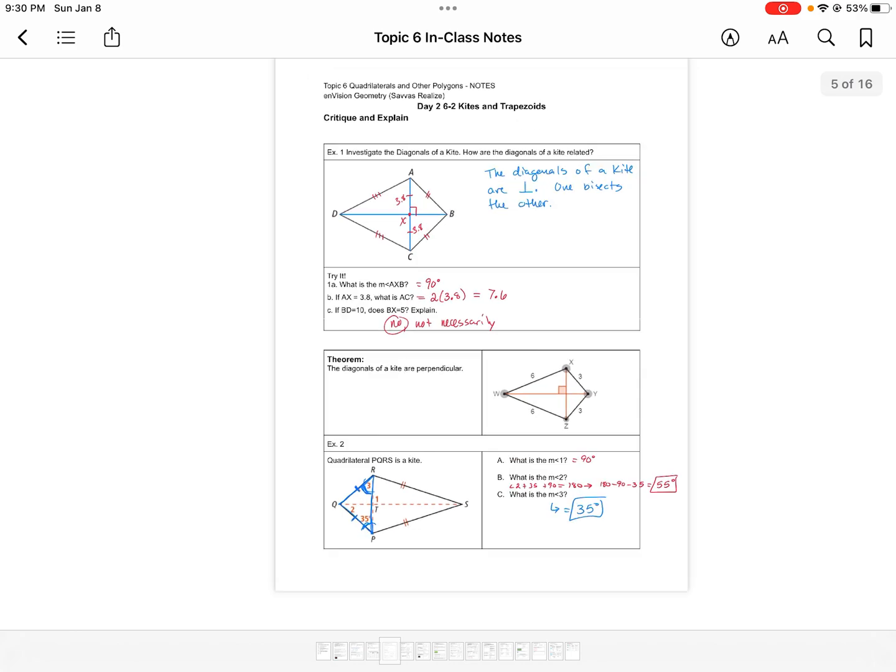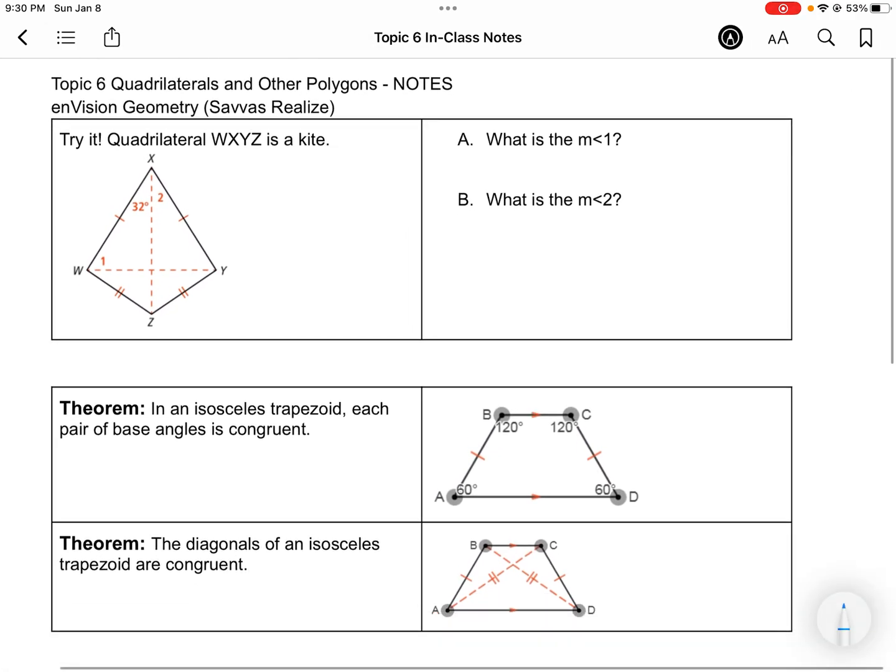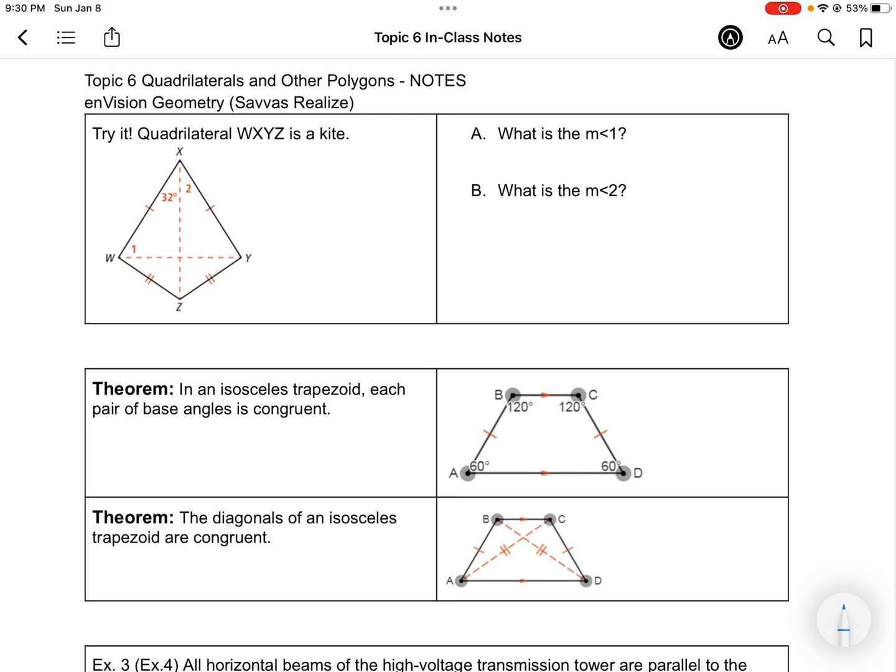So let's go ahead and continue on with the rest of the lesson. This is another try it section. I want you to take some time to do that. You'll need to pause the video here. Okay, if you need more time, go ahead and push pause again. But otherwise, this is what we should get.